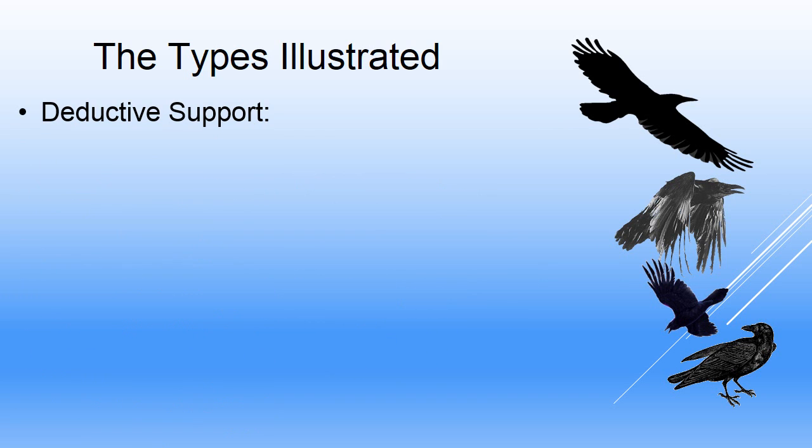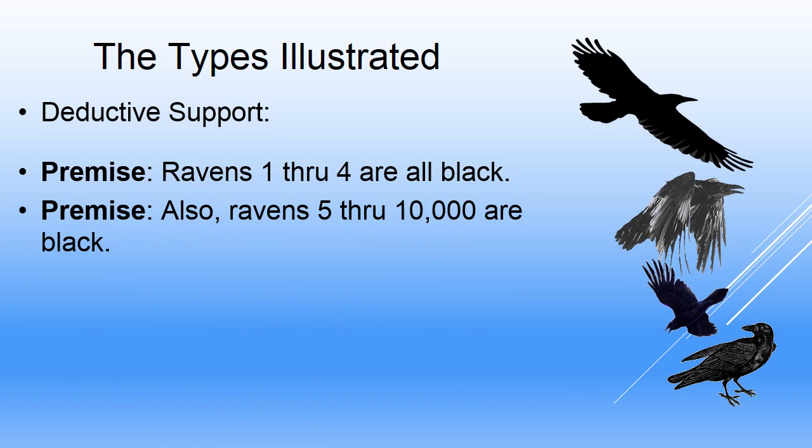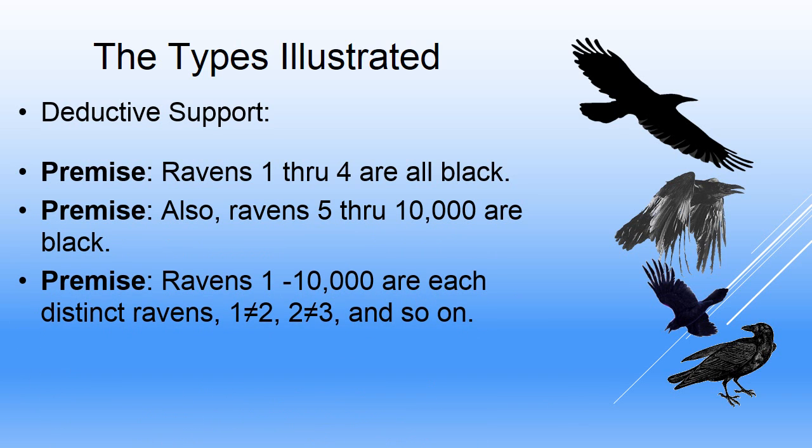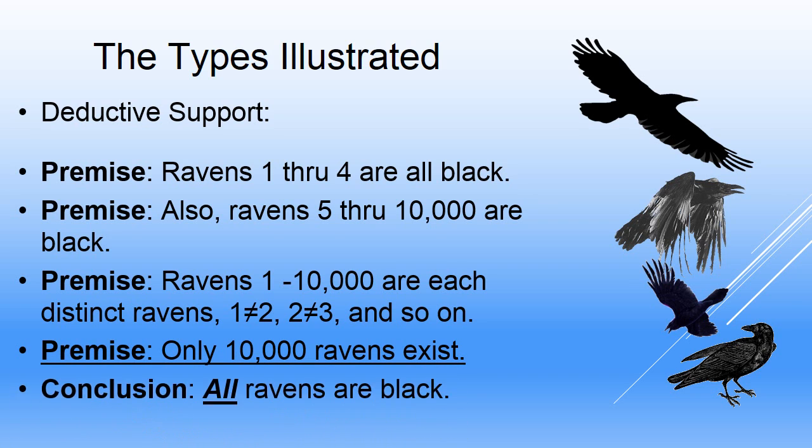To go back to a deductive type of support, what if we said ravens 1 through 4 were black and we added that 5 through 10,000 were black, and assuming that each raven counted was distinct and, new premise, only 10,000 ravens exist. Alright, now clearly it follows that all ravens are black. After all, we counted every single one of them and cataloged them.